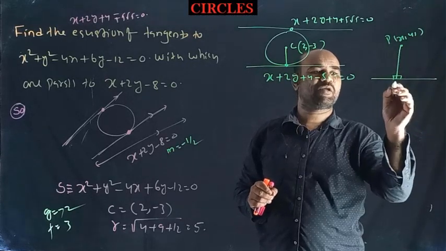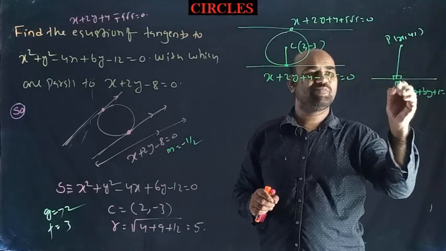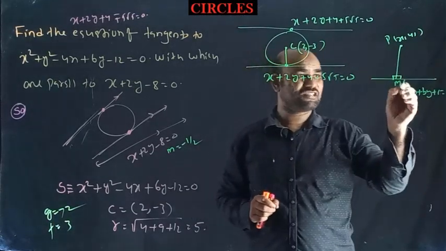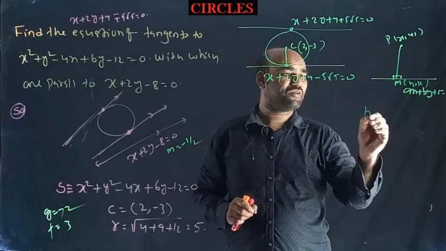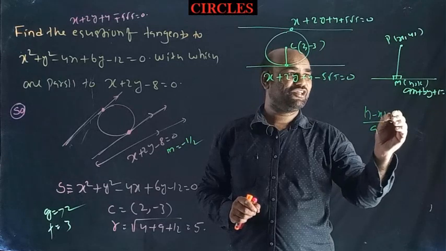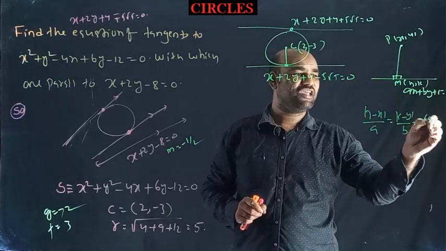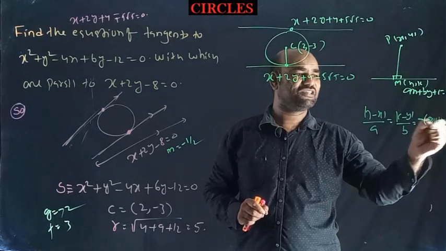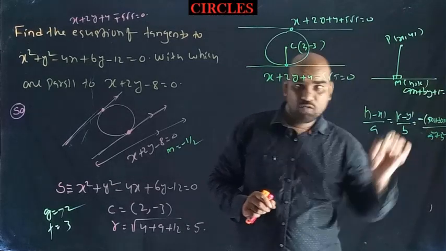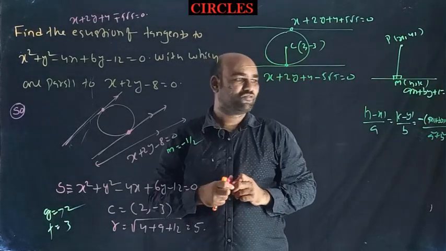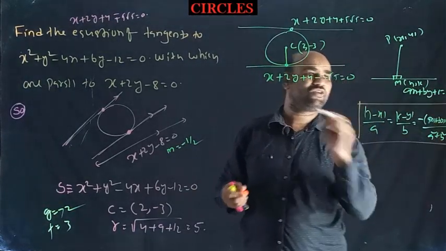From P, a perpendicular is dropped on the line ax plus by plus c equal to 0. Let M be the foot, and let its coordinates be (h, k). We have the formula (h minus x1) by a equals (k minus y1) by b equals minus (ax1 plus by1 plus c) by (a square plus b square). Don't confuse: some students memorize it with a root of a square plus b square, which is not correct. It is only a square plus b square. By using this formula, you can find the coordinates of the foot.